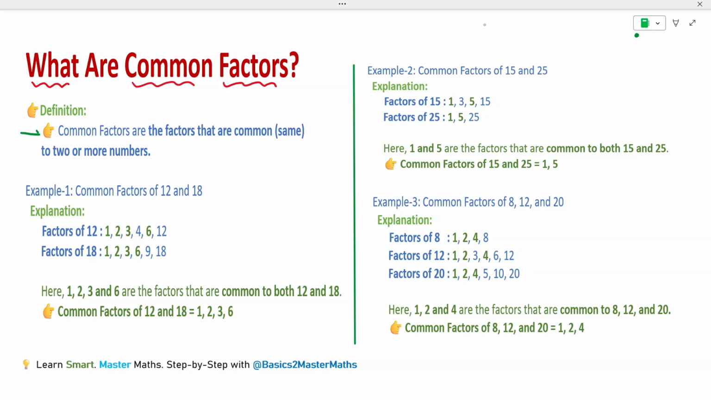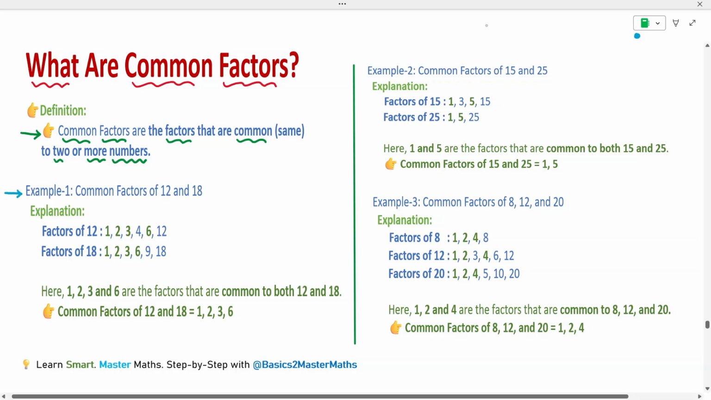The definition says that common factors are the factors that are common to two or more numbers. Got it?